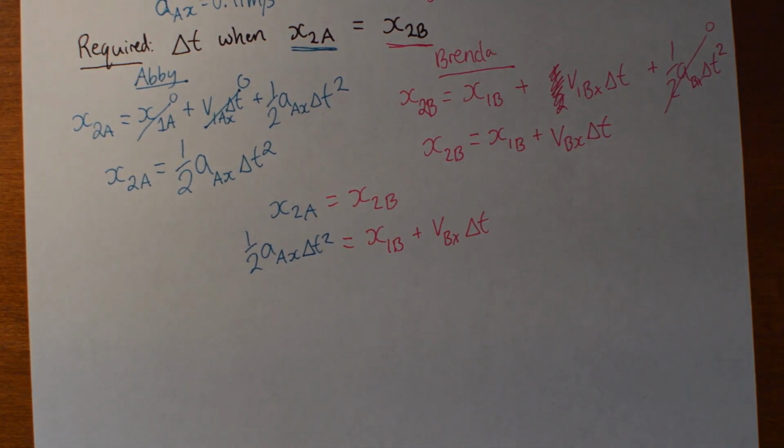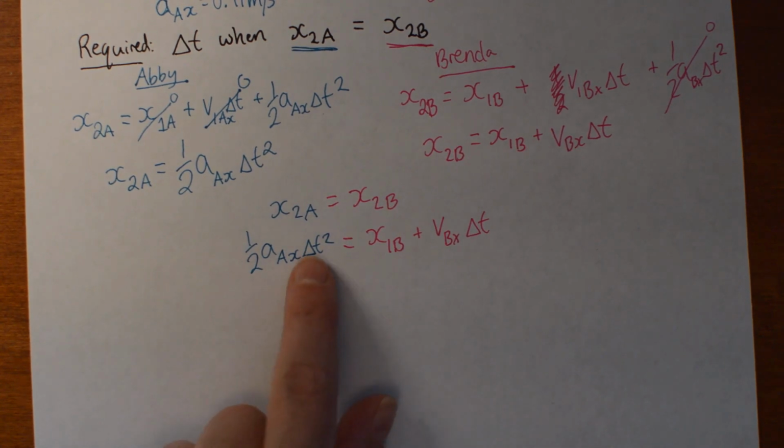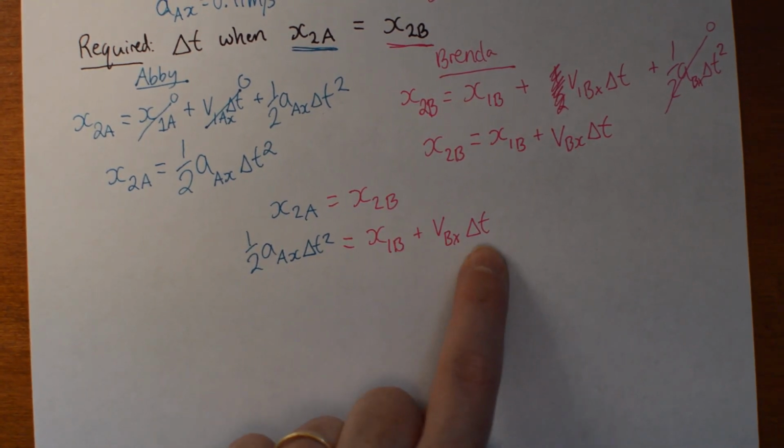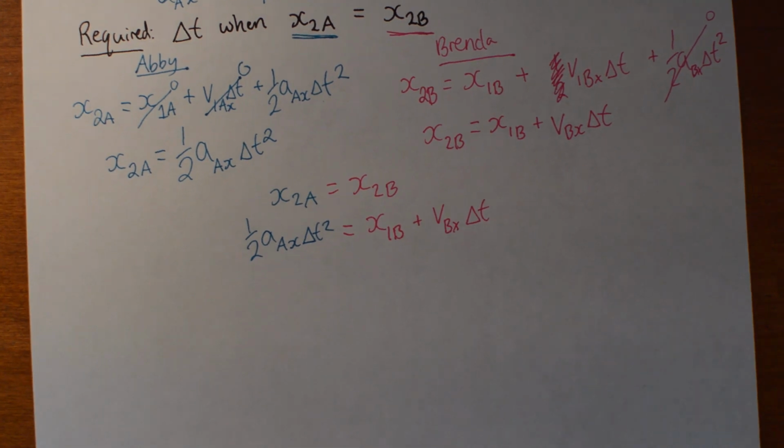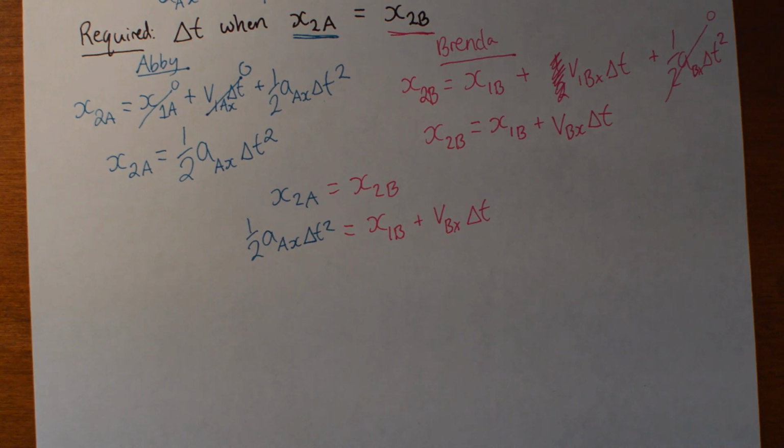This looks actually a lot like a quadratic, right? It's got a delta t squared in it, it's got a delta t, and I'm trying to solve for that delta t. When you run into a quadratic equation like this one, to solve it, it's actually okay to put numbers in right away.